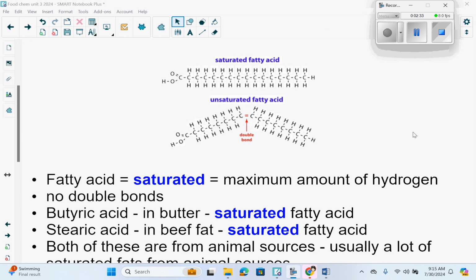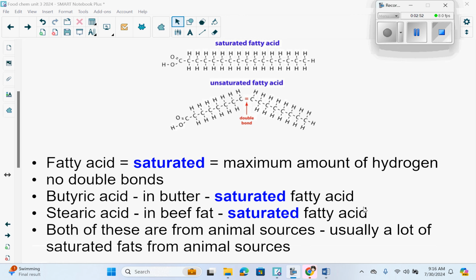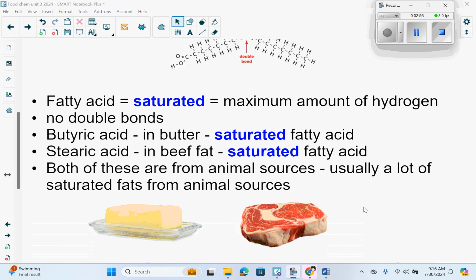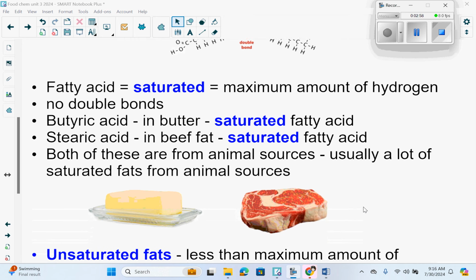If a fatty acid is saturated, the maximum amount of hydrogen can be attached to those carbons. There's no double bonds. So butyric acid in butter is a saturated fatty acid. The stearic acid, which is in beef fat, is another saturated fatty acid. Both of these are from animal sources. So there's usually a lot of saturated fats from animal sources.